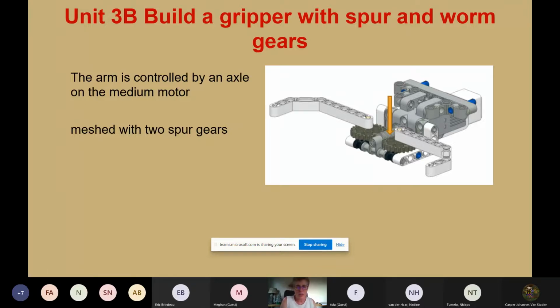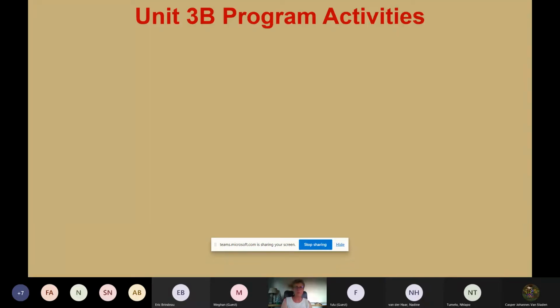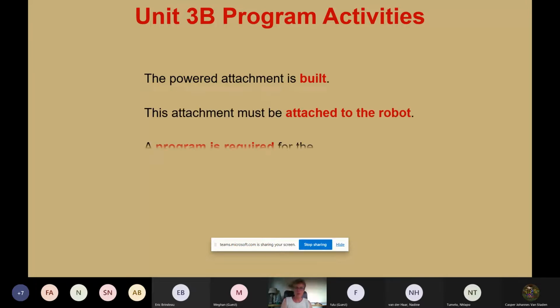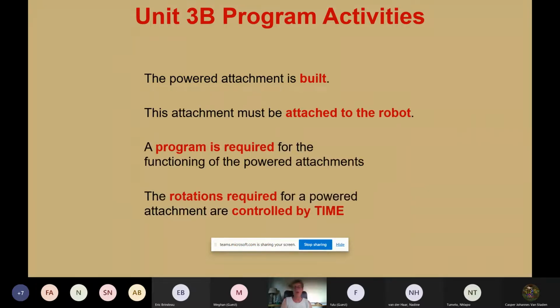You might also need to increase the size of your 2 arms. So if your arms are not strong enough or too wide or too narrow, that is also a design that you can consider. Those 2 will then turn and you've got the arms. Powder attachment, you've built it, and then you need to attach it to the robot, and then you've got the programming. Please have rotations for powder attachment controlled by time so that time can pass.